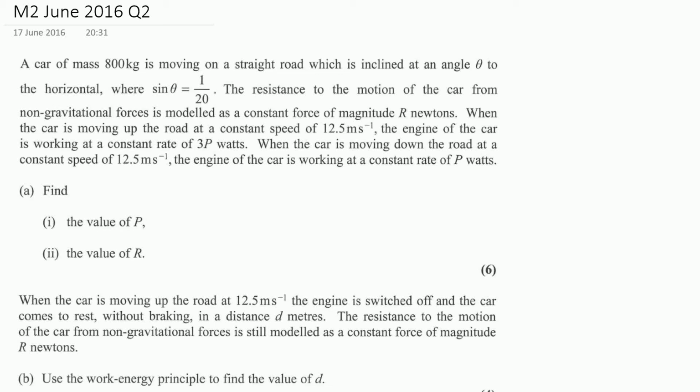Question 2, and we're now looking at power. So we've got here a car of mass 800 kilograms which is moving up an incline. We've got a constant resistance to motion, and we've got two instances, one where the car's moving uphill and the other where the car's moving downhill. In both cases we know that this is a power question, so we're going to be using that power is equal to force multiplied by velocity.